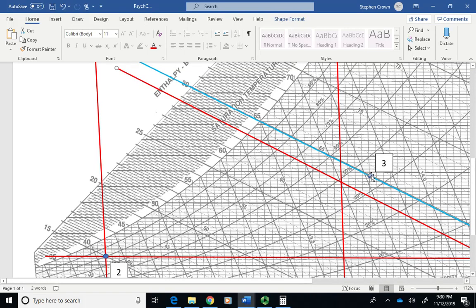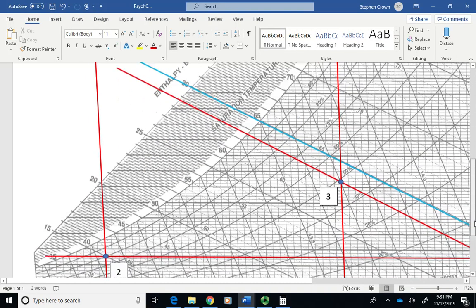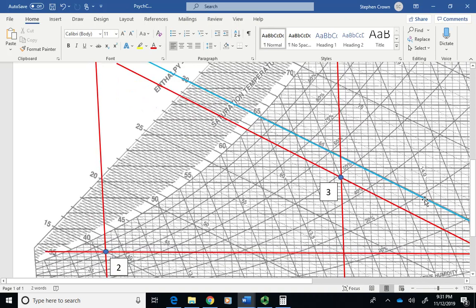And then we've got to move state 3 over here to this intersection. So I can move my label. So there's state 3. And ultimately I'll probably be wanting to know the enthalpy there. So let's just put that through that point. Looks like it's about 28.5.